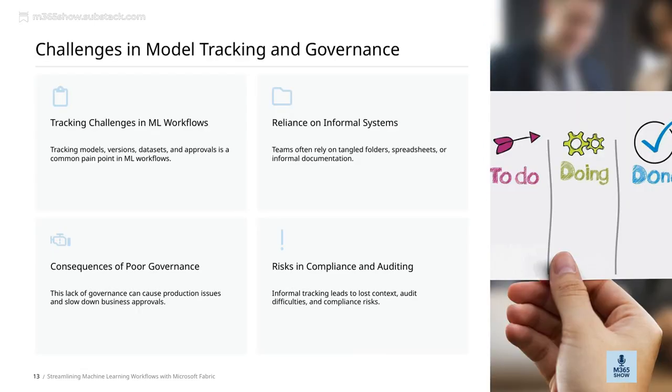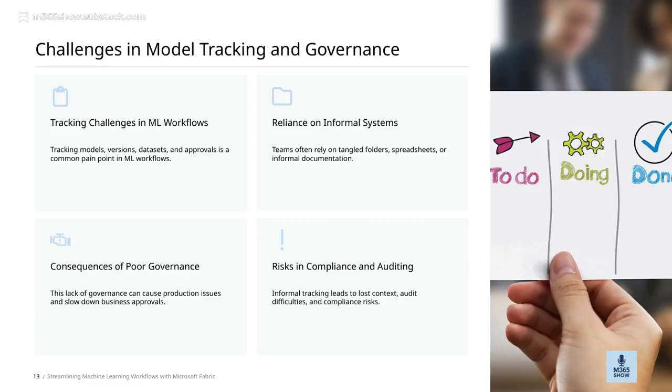Let's talk about some of the challenges we face in model tracking and governance. When tracking is informal, it often results in losing important context, which makes audits more difficult and can even pose compliance risks. This lack of proper governance can lead to serious issues in production environments and can slow down critical business approvals.